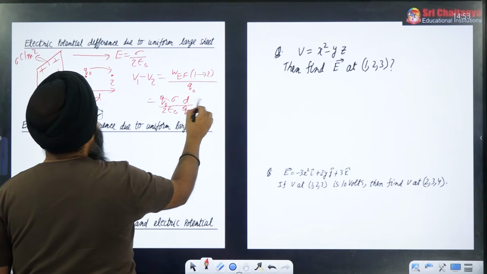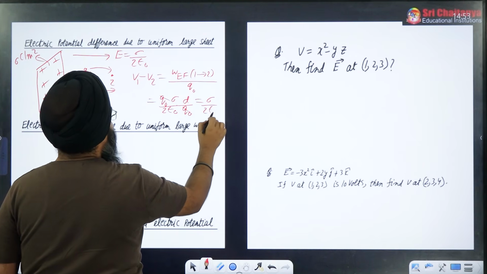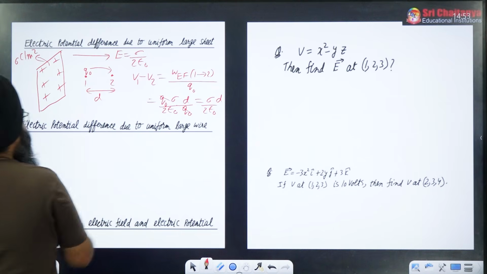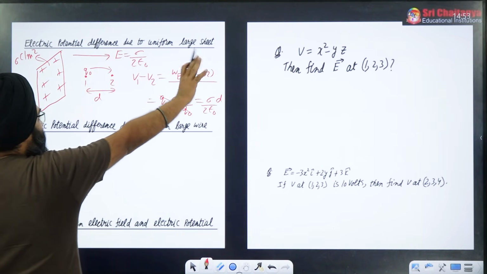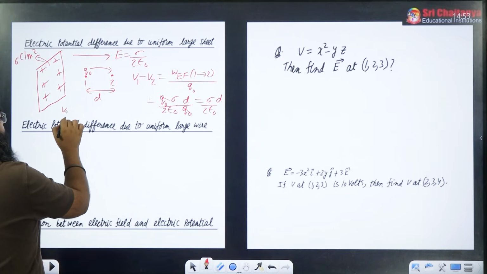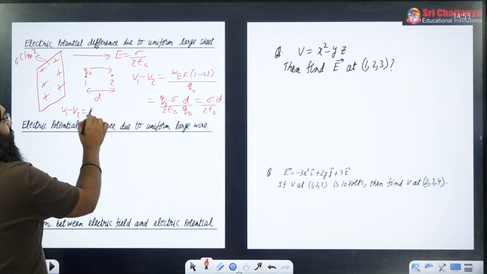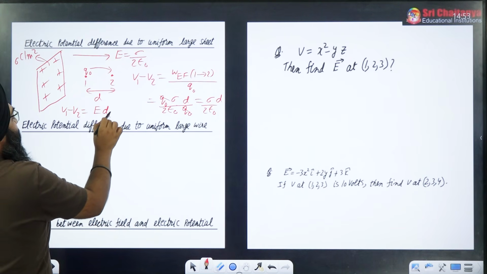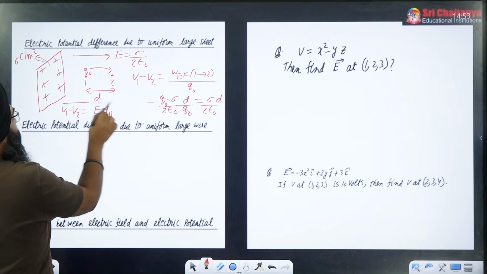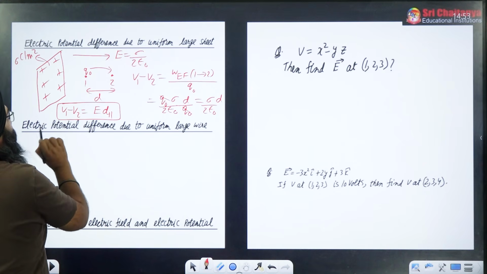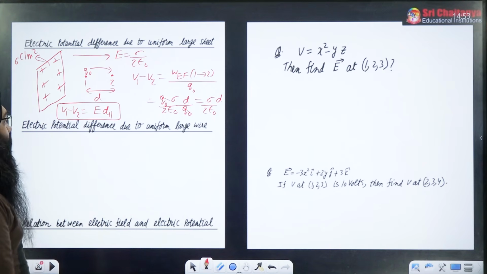So this will be cancelling out. I will write sigma by 2 epsilon naught multiplied by d. That means whenever I am in a uniform electric field, I can directly write V1 minus V2 as the electric field E multiplied by the displacement in the direction of electric field. Always remember, in the direction of electric field, we have to find the displacement.